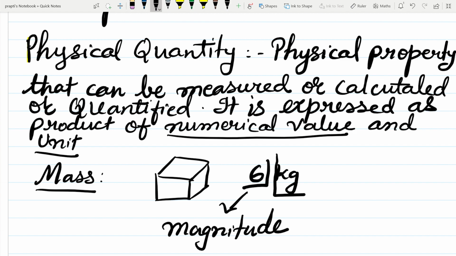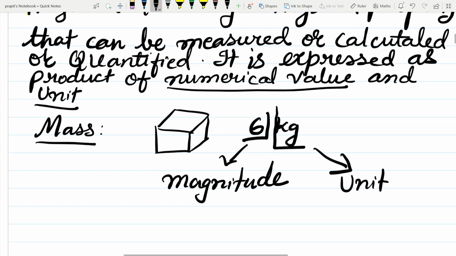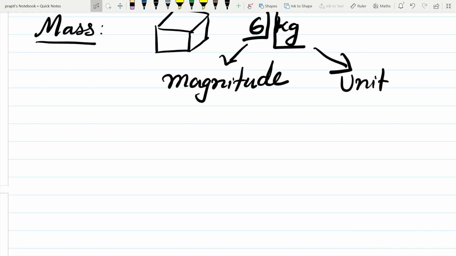And kg is called a unit. So, any physical quantity is made up of magnitude and unit. Now these physical quantities are classified into two classes, that is scalar and vector.